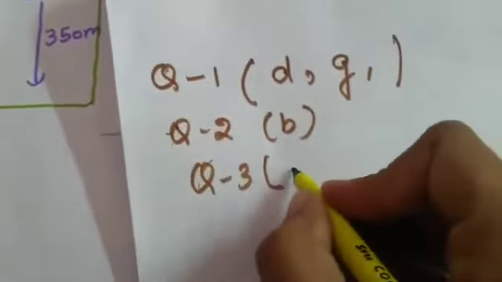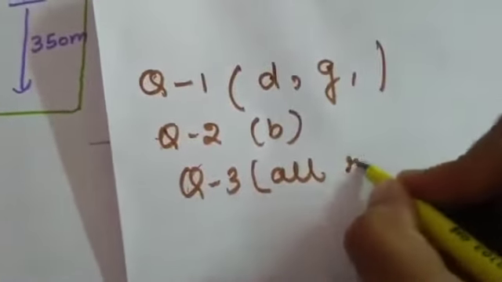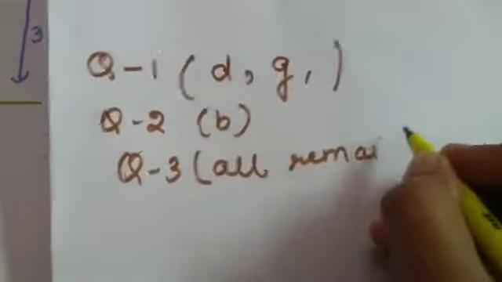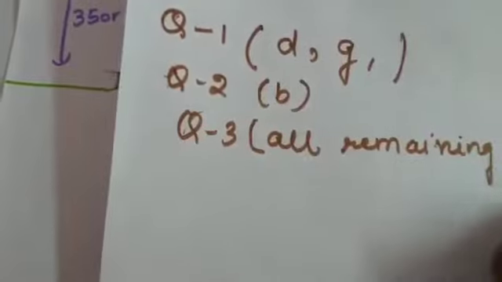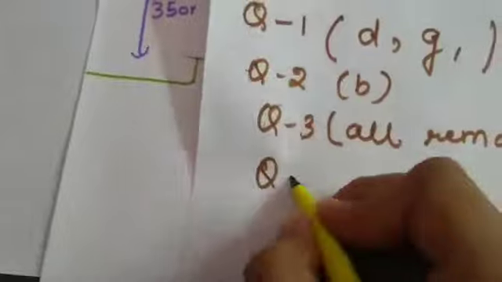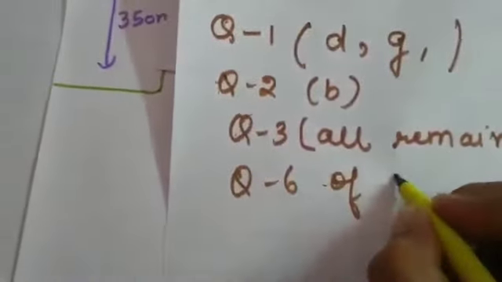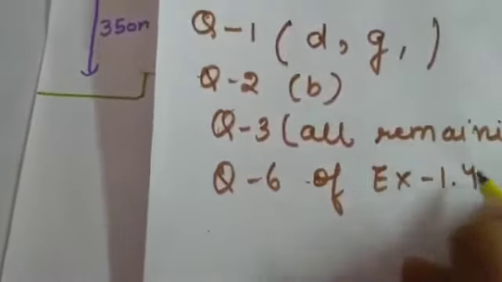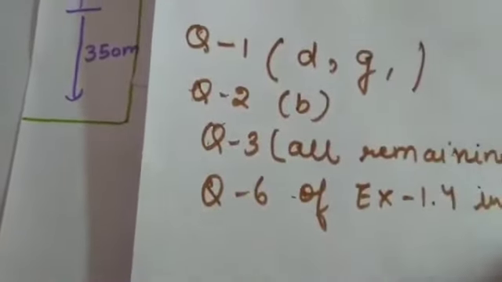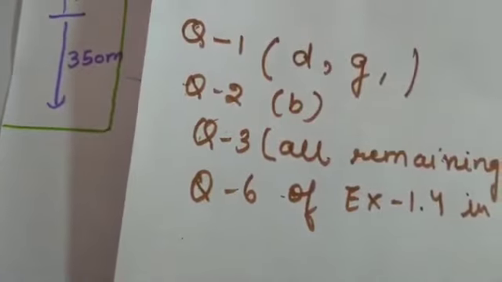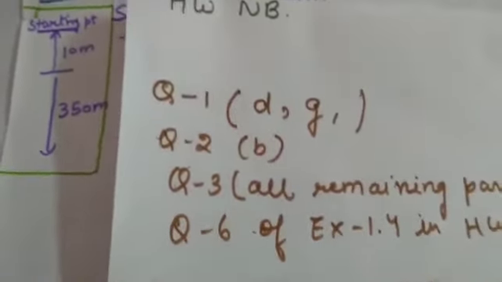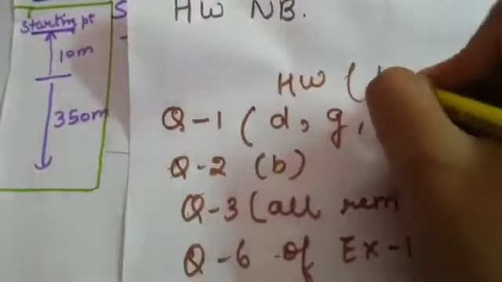In the book you have to do all the remaining parts. And question number 6 of exercise 1.4 you have to do in the homework notebook. In the next lecture we will discuss the difficult questions in which you might have any problem. So this is the homework for lecture number 4.